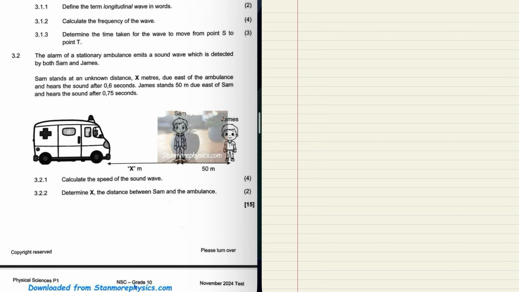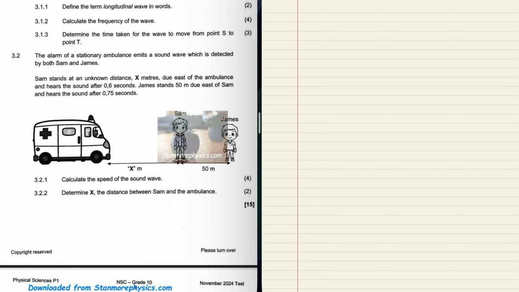Sam stands at an unknown distance x meters due east of the ambulance and hears the sound after 0.6 seconds. James stands 50 meters due east of Sam and hears the sound after 0.75 seconds. Question 3.2.1. Calculate the speed of the sound wave.